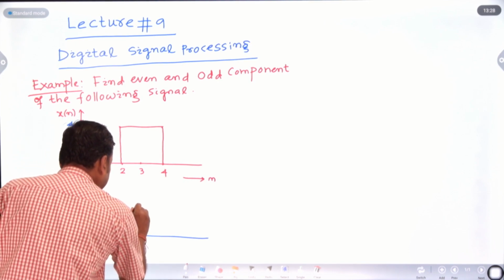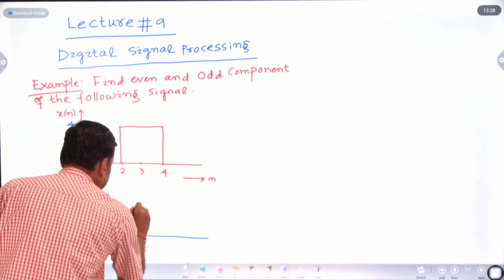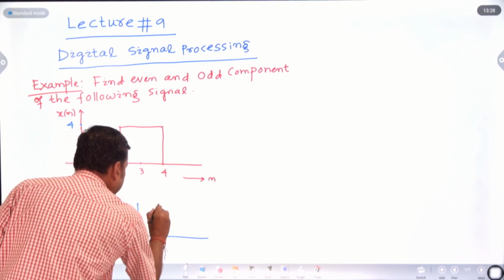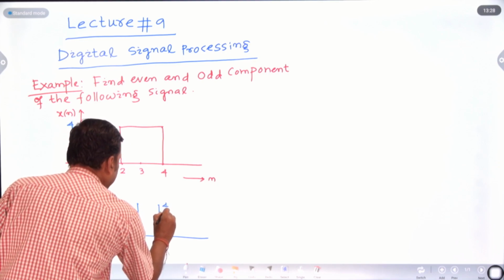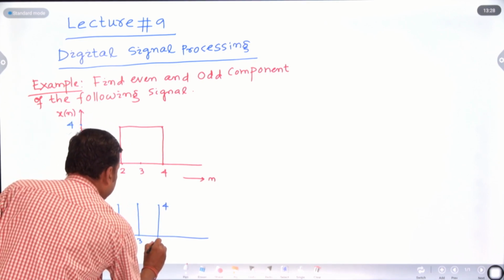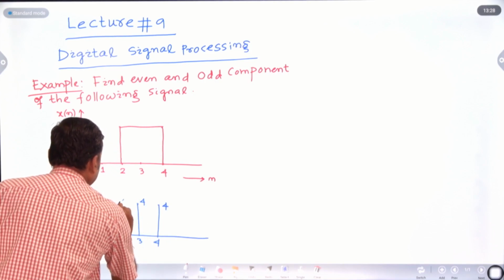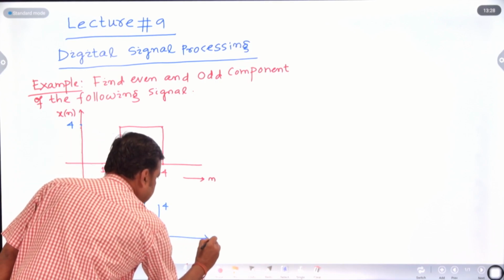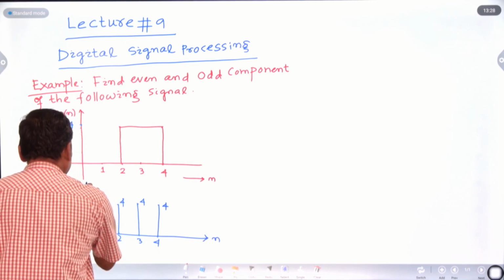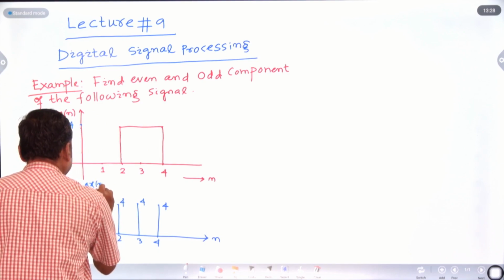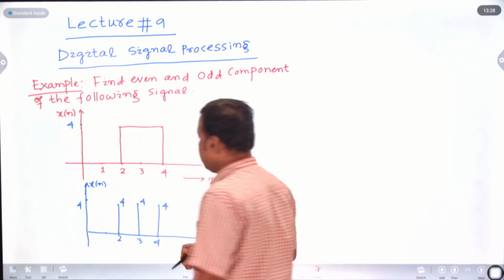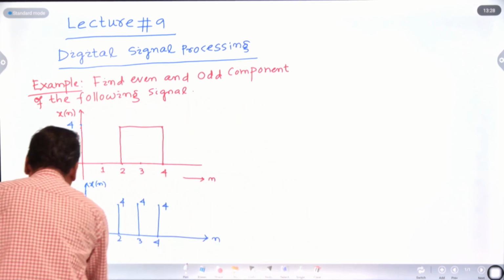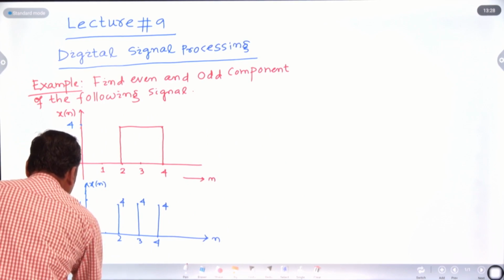Similarly in 3 and in 4 the amplitude is also 4. Let this be your n and this be your x of n. That means we have to find out the even and odd component of the signal.